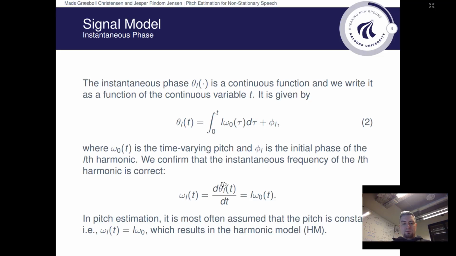And if you compute the derivative with respect to time of this instantaneous phase function, you get what you see here in equation 3. And you can see that you end up with the frequency of the l'th harmonic here, omega_l(t), being identical to l times the fundamental frequency. So we get the result that we expected. And it should be noted here that in normal pitch estimation, it's often assumed that this pitch is constant within a segment here, which means that omega_l(t) is actually just equal to l times omega_0. And that's what you call the harmonic model then.